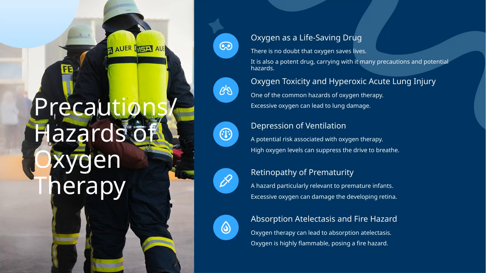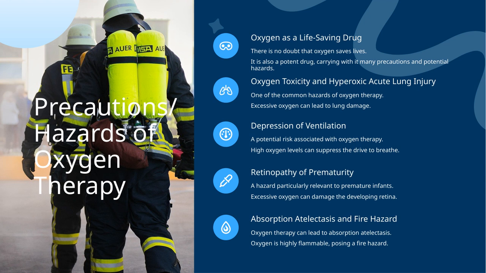Now, let's discuss some important precautions and hazards associated with oxygen therapy. While oxygen is a vital treatment, it's crucial to understand the potential risks involved. One such risk is absorption atelectasis, which can occur because oxygen can wash out nitrogen from the lungs, leading to alveolar collapse. This highlights why careful monitoring is essential during therapy. Another major concern is the fire hazard. Since oxygen is highly flammable, it can easily ignite if there's any spark or open flame nearby, making safety precautions absolutely vital in clinical settings.